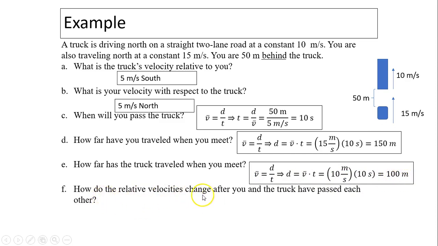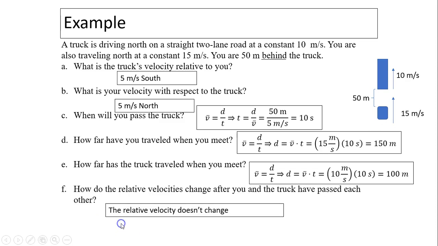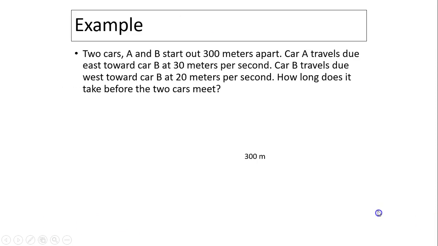How does the relative velocity change after you and the truck have passed each other? Again, velocity doesn't change, except you're going further and further apart.